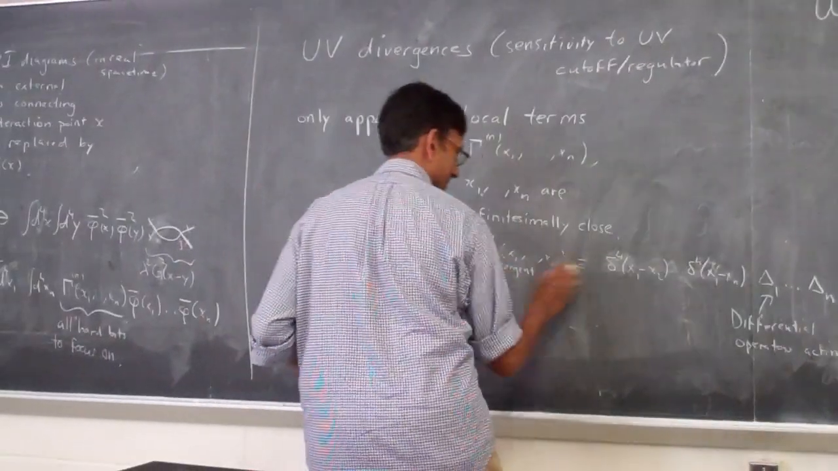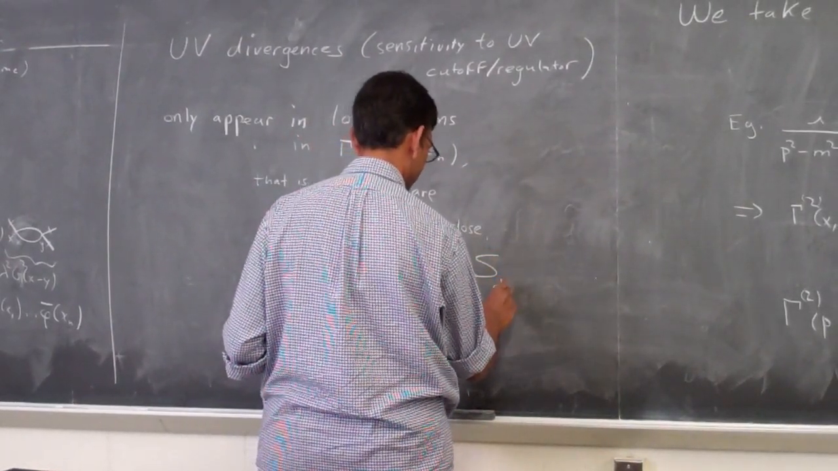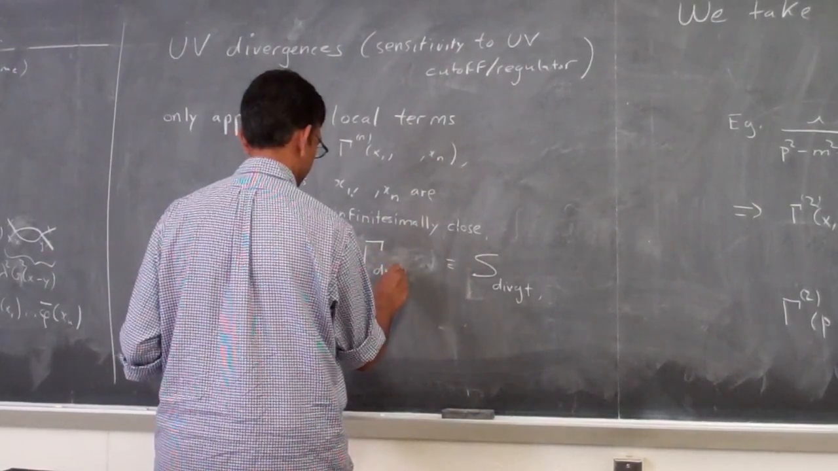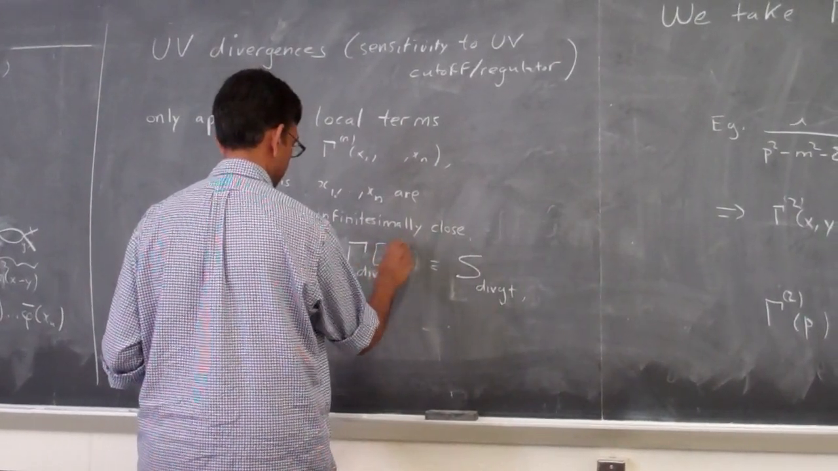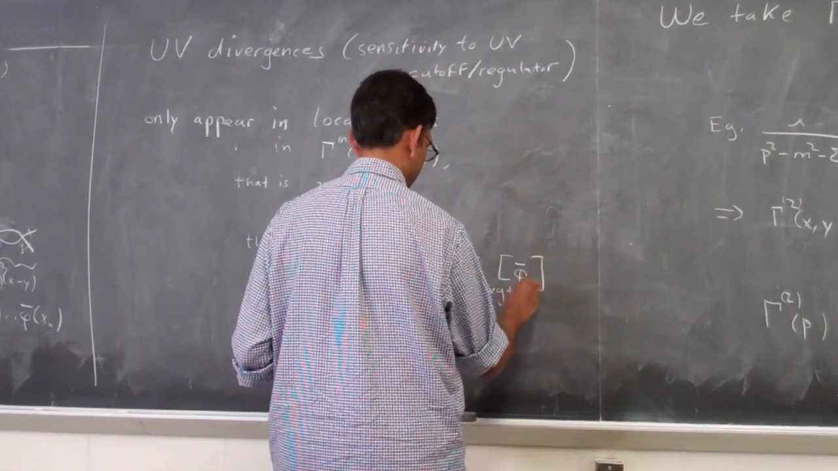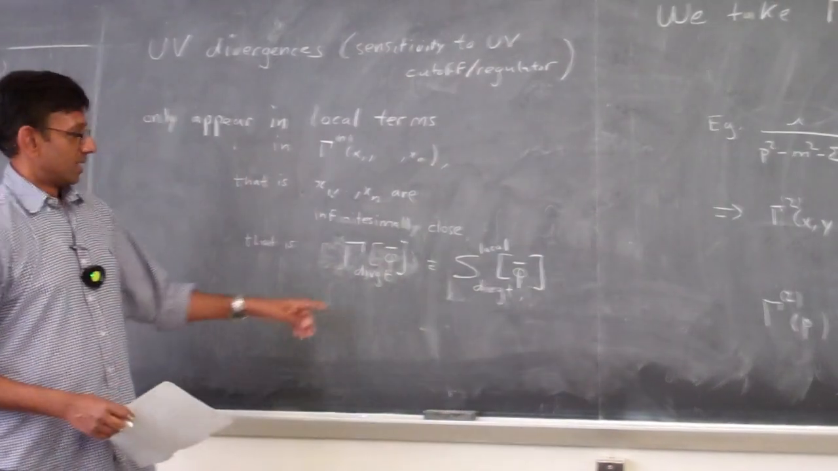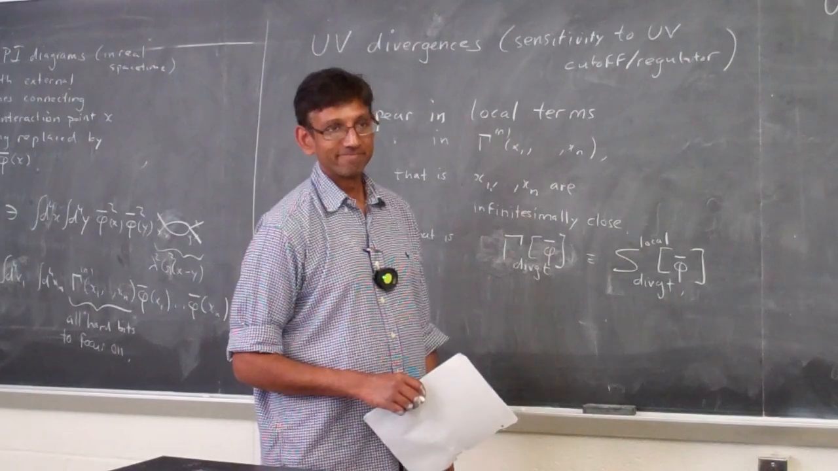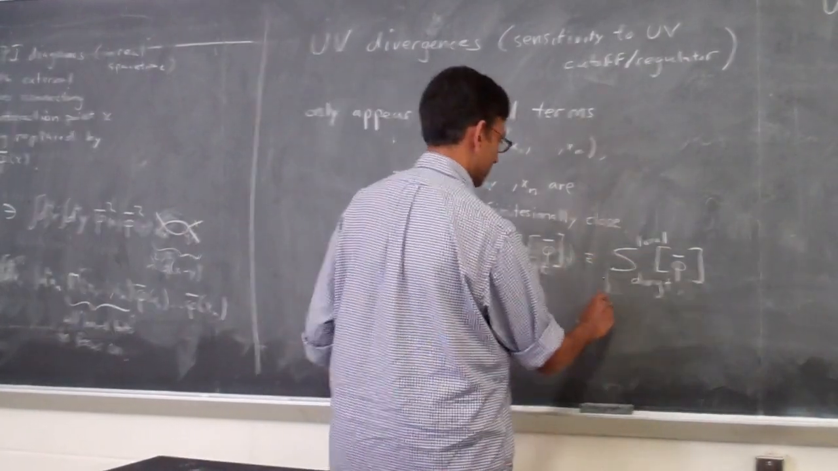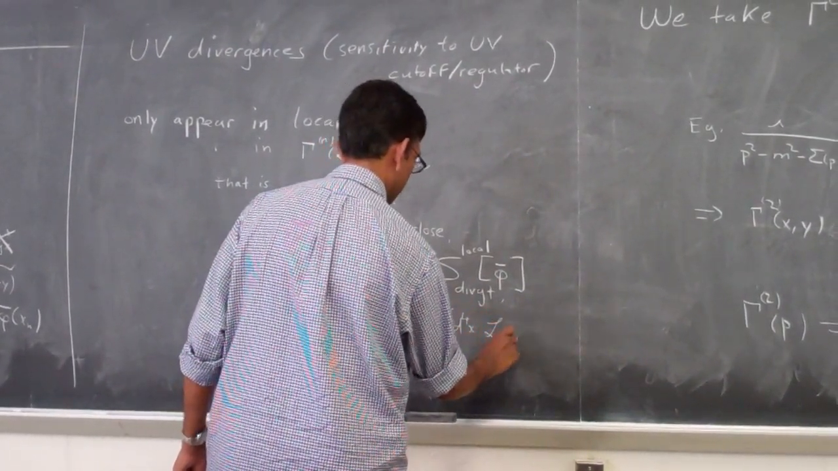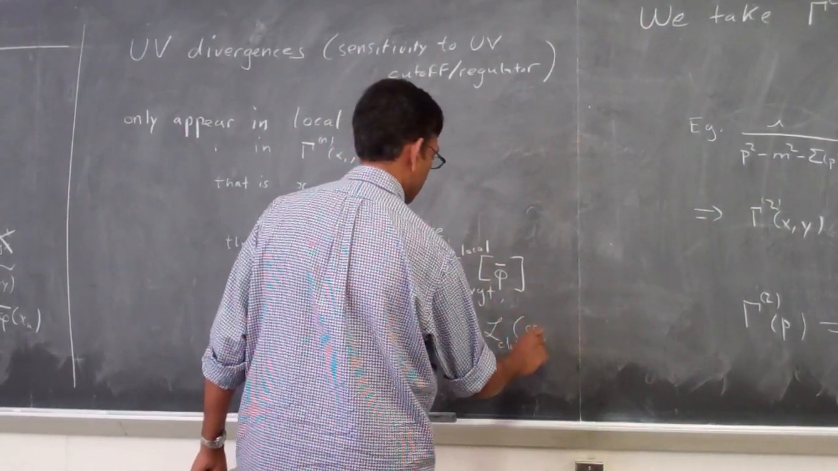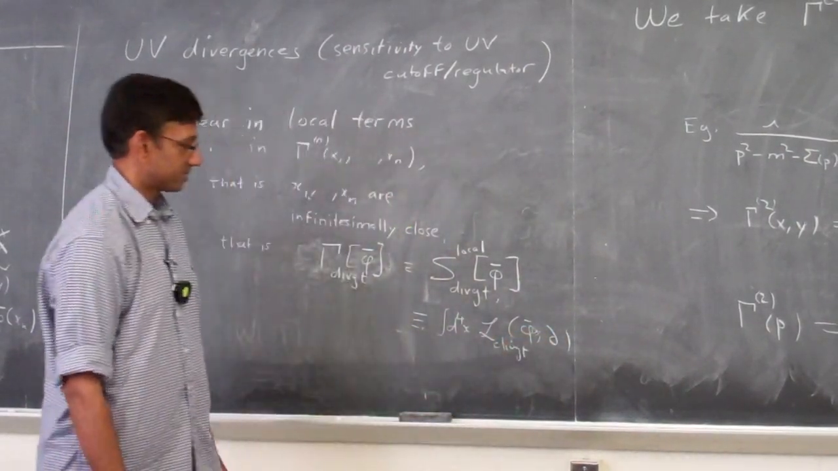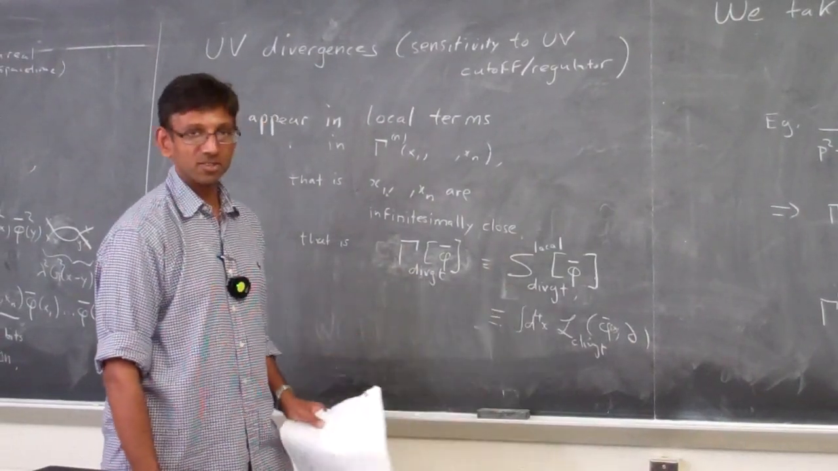Oh, that's so stupid. That's insane of me. Here it is. The divergent parts of gamma of phi bar can be written in the form of a local action. There's some divergent Lagrangian, which depends on phi bar and its derivatives. That's what I mean by local. And it's all at the point x, integrated, and that's it. So it's an enormous simplification.